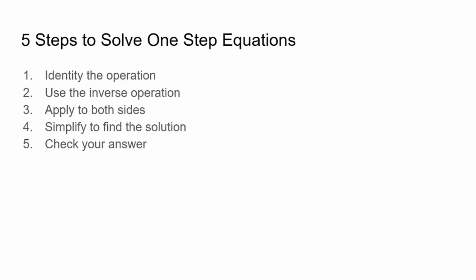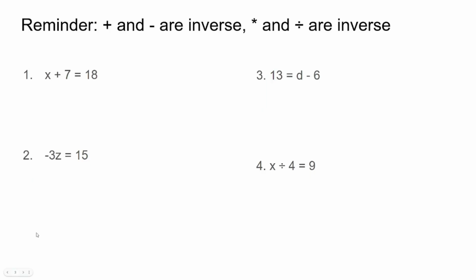Next, we're going to use the inverse operation to cancel it out. So the inverse operations would be addition and subtraction together, and multiplication and division together. Next, we're going to apply it to both sides to make sure it's still equivalent. And then we're going to simplify it to find a solution, and then at last we're going to check our answer. Let's go over some practice problems.